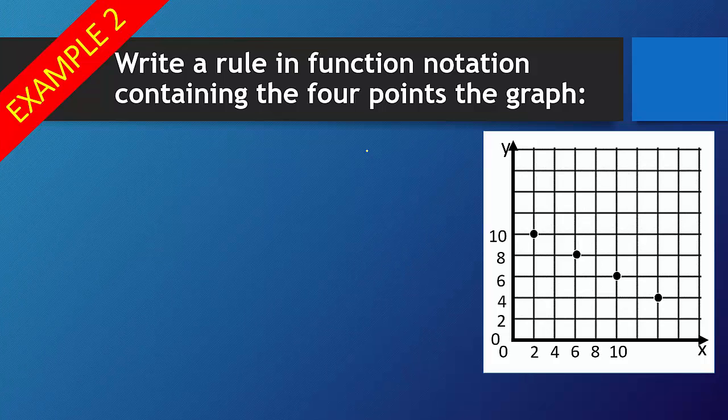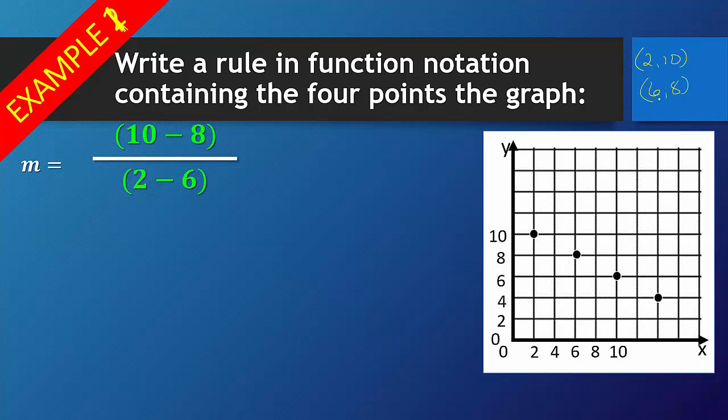So if I needed to write a rule, and this should be example 1, it happens now and again, example 1. So if we have to write a rule in function notation, same thing. So again, pick 2 points. I opted to choose (2, 10) and (6, 8). So I did 10 minus 8 on top, and since I did 10 minus 8, I had to do 2 minus 6 on the bottom, which gave me positive 2 over negative 4, which reduces to negative 1/2. This is going to happen. Don't be afraid of the fractions, guys.